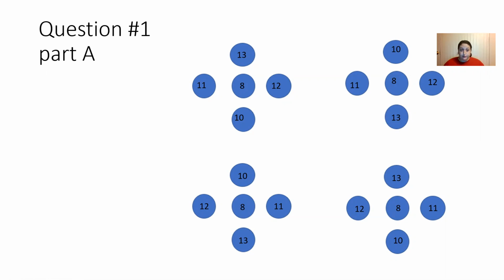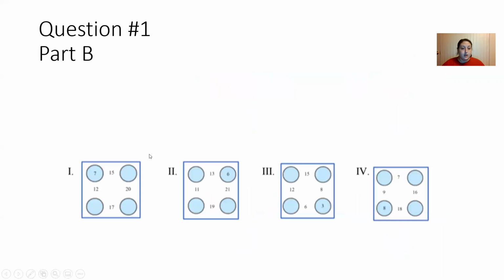How could this be useful? This could be useful if you owned a restaurant and you had 2 rooms that required the same number of chairs in each, but had to be set up differently. So this may be able to help you figure out how you would do that. So we're going to move on to part B of this question, where we've got 4 different problems.